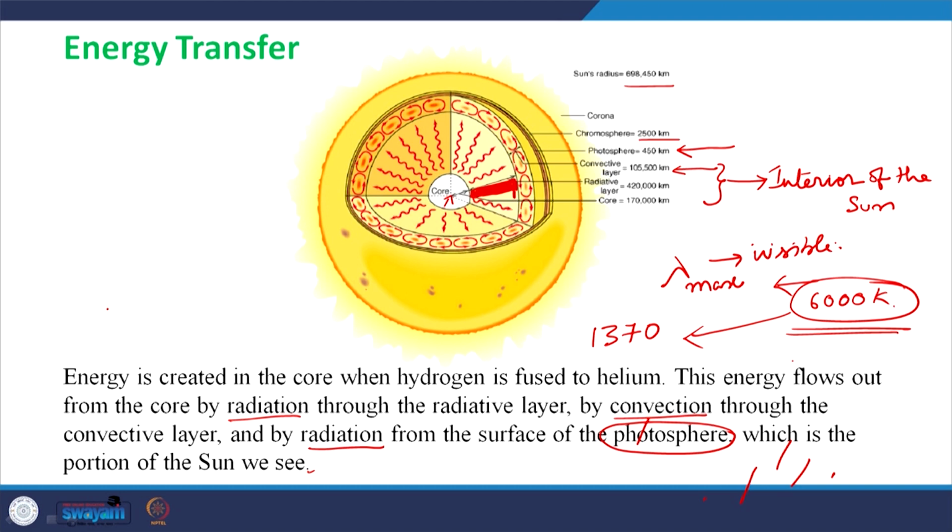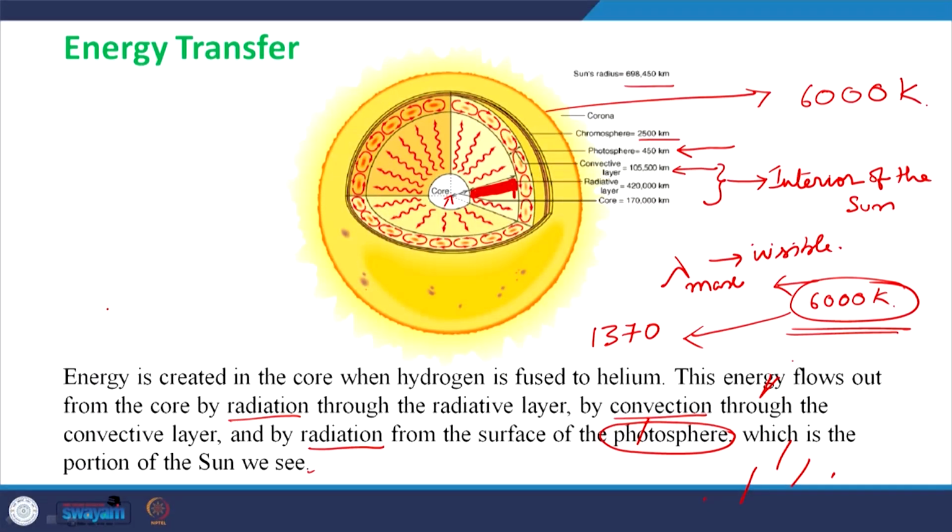So, one important take home is that the energy is created at the core. This energy travels through a distance of, let us say, 6,98,450 kilometers, and this energy travels and heats up the outer disk to 5,800 Kelvin, which is the standard number, but for convenience we always make it 6,000 Kelvin. Okay. This is about the energy transfer.